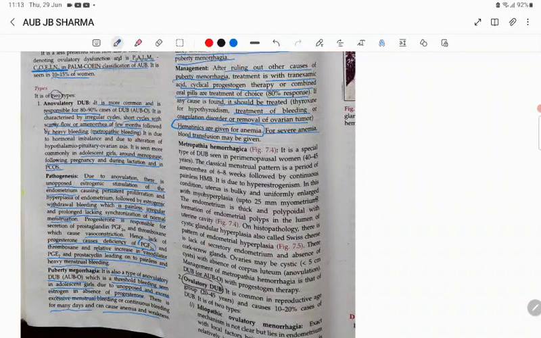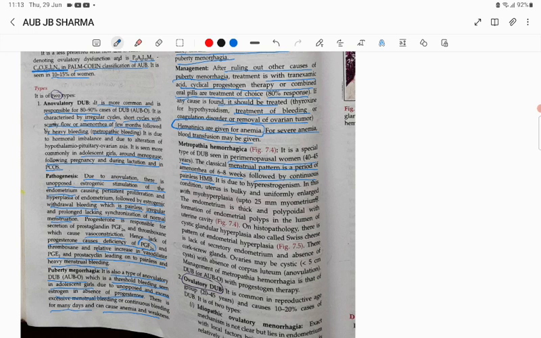Then metropathia hemorrhagica. It is a special type of DUB seen in perimenopausal women, 40 to 45 years. The classical menstrual pattern is a period of amenorrhea for 6 to 8 weeks, followed by continuous painless heavy menstrual bleeding. So metropathia hemorrhagica is a special type of AUB, seen in perimenopausal women, like pubertal menorrhagia and PCOS patients. It is due to hyperestrogenic conditions.